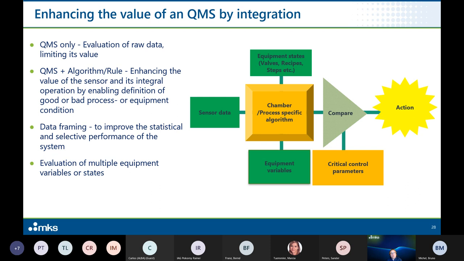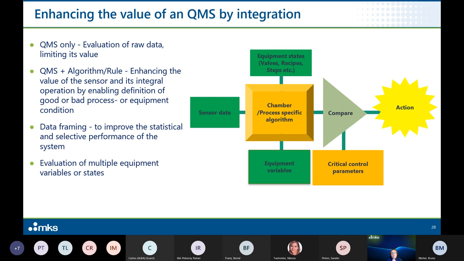Typically, if you analyze and process and you're just looking at the quadrupole mass spectrometer data, the value is a bit limited because often you need to evaluate other signals, also states of the tools, also conditions of the tool, and correlate that with the mass spec data. So you may need to find some algorithms, some rules in evaluating additional data, like temperatures, gas flows, valve states. You may also need to correlate information with different equipment recipes that you're running, these types of things. That is really enhancing the value of the mass spectrometer.